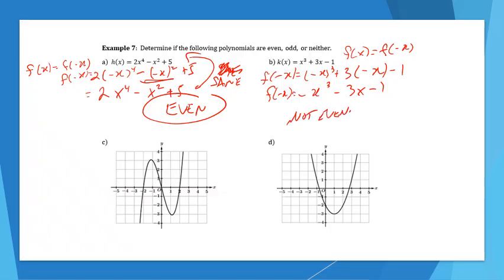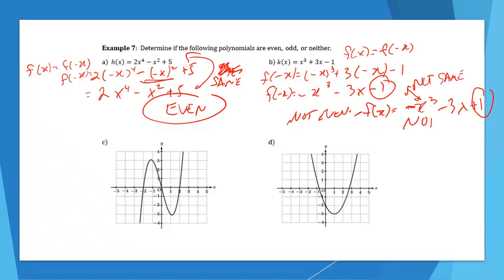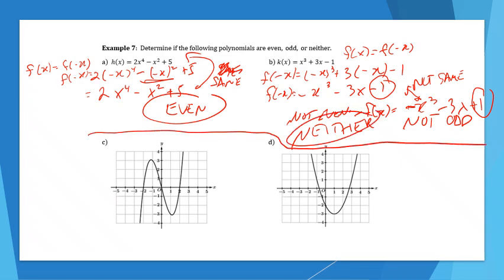Let's see if it's odd now. So this is f of negative x. Let's find negative f of x. That's taking every term in the original equation and just flipping the signs. So negative x cubed minus 3x plus 1. And so these are not the same. They look very similar, but here we have minus 1, here we have plus 1, so this is not the same. So we know this function is not odd either. And so if it's not even and it's not odd, this would be neither for that. So that's A and B done.